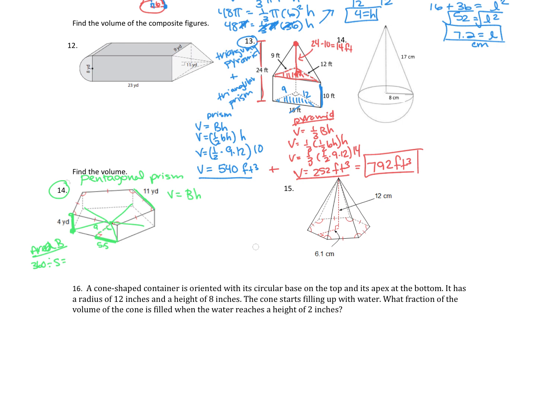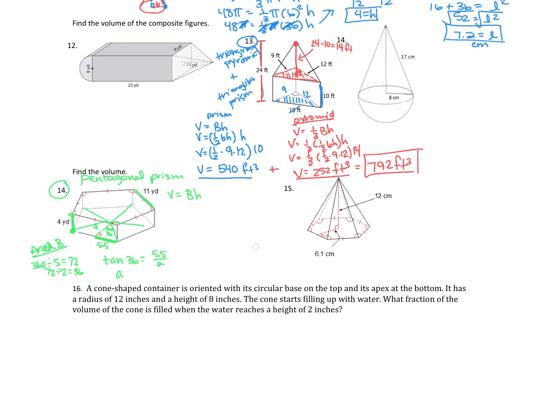So I do my 360 divided by 5, which is 72. But this angle is half of that 72, so I get 36. So this is a trig problem where my 5.5 is my side opposite, my apothem is my side adjacent, so I'm going to do tangent, and tangent of 36 is opposite over adjacent.